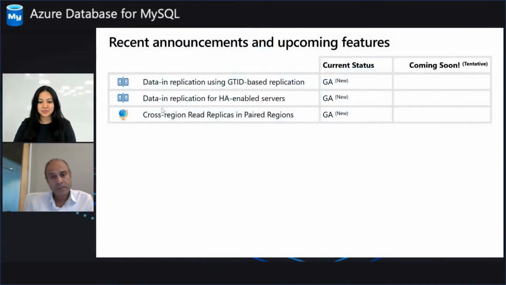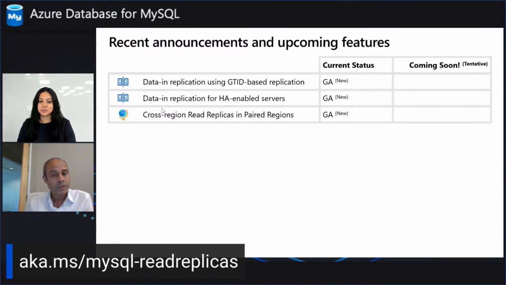So last week in the previous webinar, we announced the GA of data-in replication using GTID-based replication and data-in replication on HA-enabled servers. And Shreya mentioned that a couple of weeks ago, we announced the cross-region read replica in paired regions. And Deepthi also showed how you can use read replica to scale your read-only workload. And using the functionality which Deepthi demonstrated, you can automate the entire functionality to scale read replicas or drop read replicas if your workload decreases.